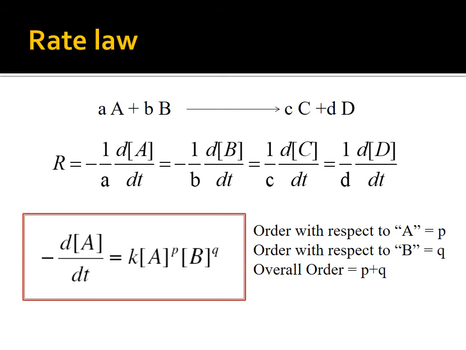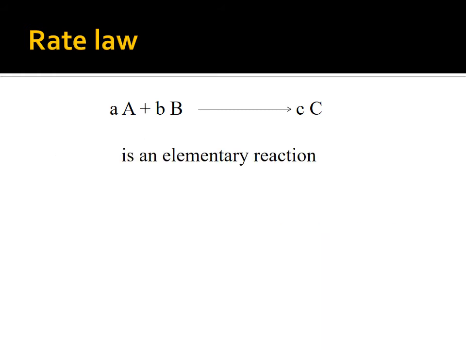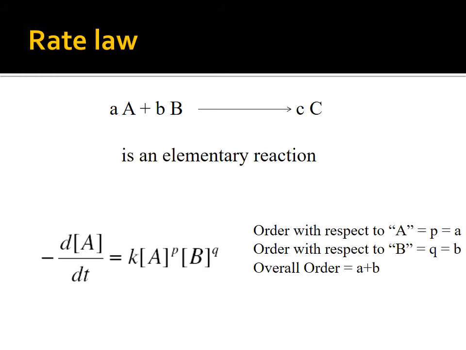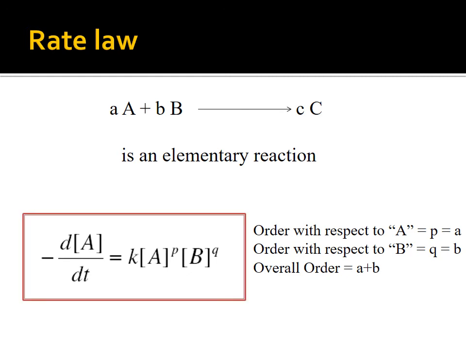What is this order? Actually, the order represents how many molecules of A or B, of any reactant, are involved at the rate determining step. If you consider an elementary reaction, we can write down the same rate law for this kind of elementary reaction. As you know, an elementary reaction contains only one step. Therefore, that is the rate determining step.